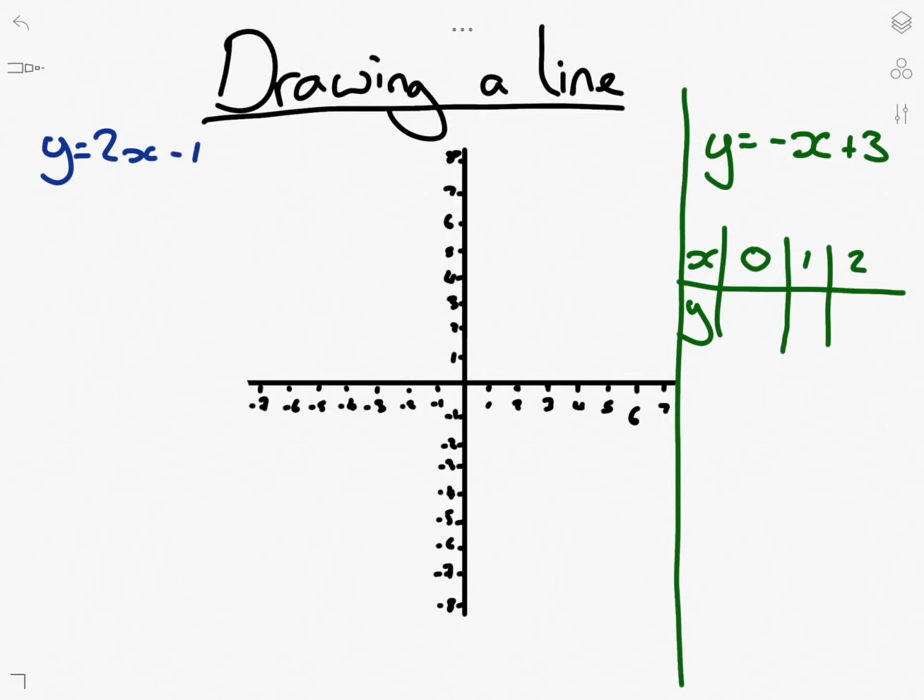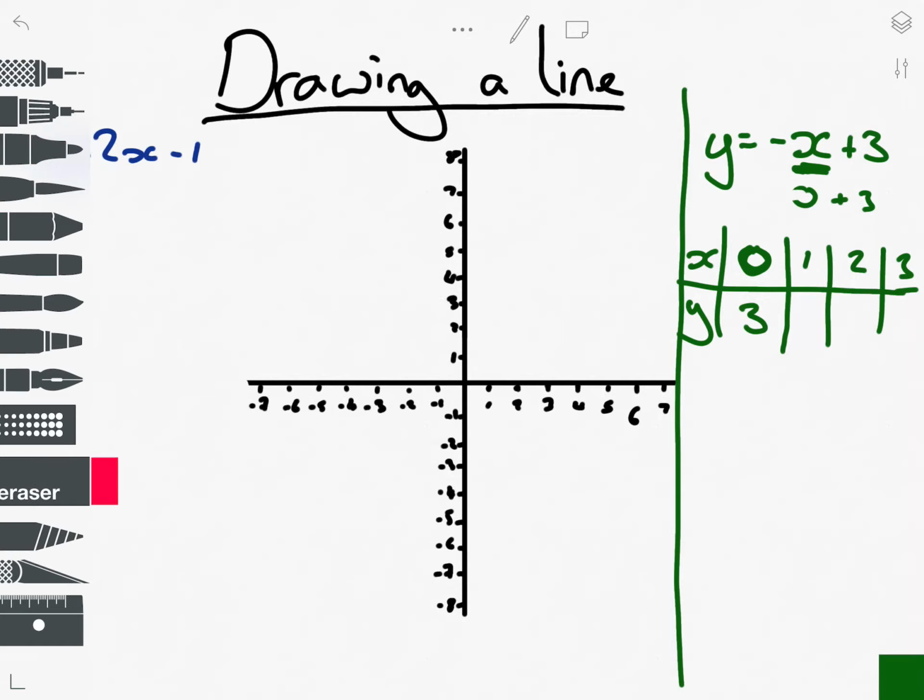Now, you only actually need 2 values, but it's always safe to go for a third, just to make sure. You can do as many as you want, but there's no real reason to. So what you do now is you take x here, and we put our values of x in. So x is 0 here, so we get 0, minus 0, add 3. What do we get? Just 3. So y is 3. And we fill it in for the rest of the table.